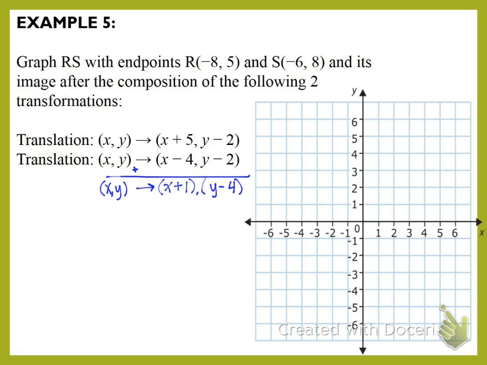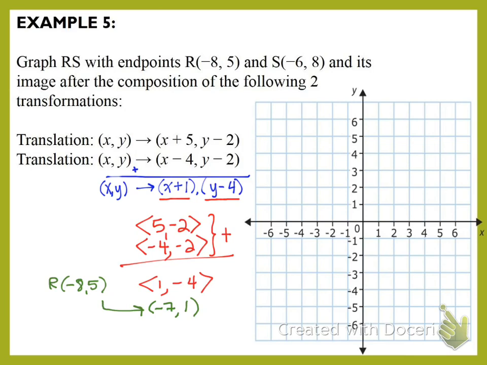So a +5 and a -4 has a net movement of +1. And a y take away 2 and a y take away 2 has a net movement of y take away 4. In other words, 4 spaces down. So I know the resulting composition will move everything to the right 1 and everything down 4. So we also could have done this using vectors, right?